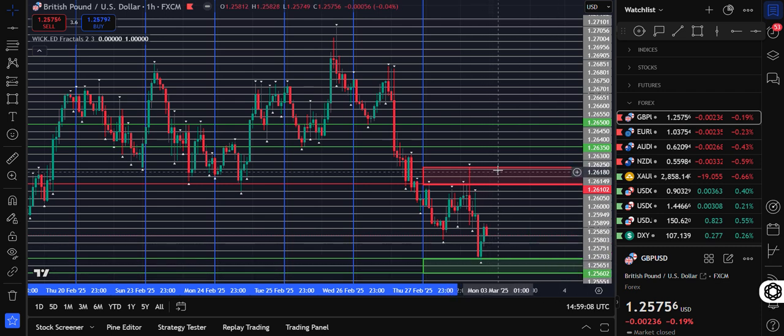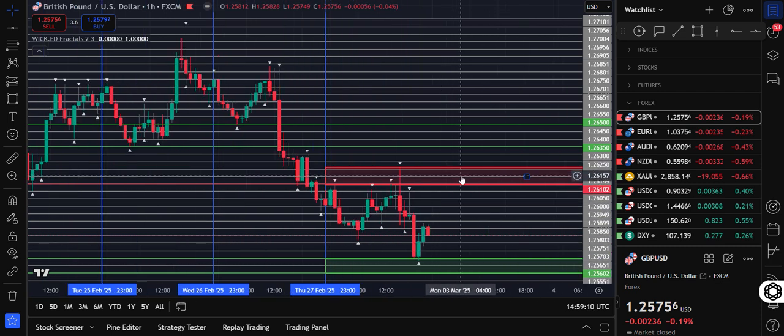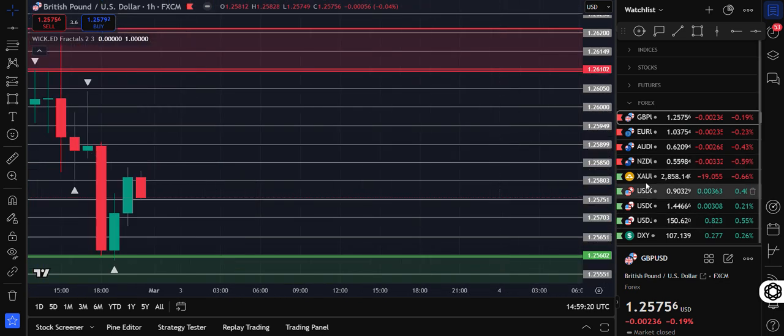Or if we go up, we need some kind of rejection from here, then a sell from this area. Or we keep going up, push, find support, regular support, and then we look for buys and target these highs. So there we go.